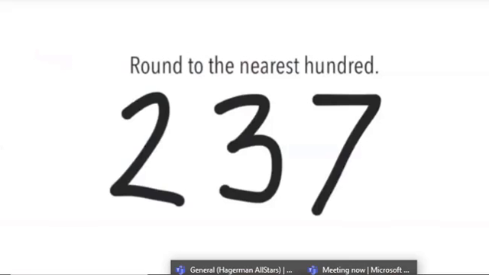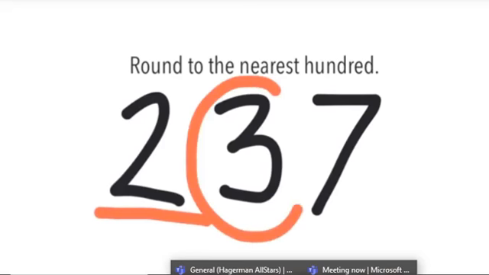But what if it's a bigger number, like 237? Well, you still follow the same steps, but there's one extra rule. Here, look at this. Once again, we look at the directions. This time, it says to round to the nearest 100. So what number is in the hundreds place? The 2? Yep. So the next step is to underline the number you're working with. Then we circle the number next to it.